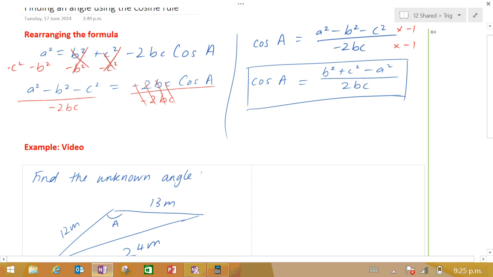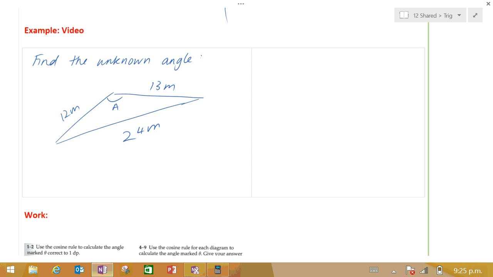Alright, so I'm going to look at applying that. Just all of this algebra stuff, don't worry too much about that because that's not going to be a big deal for your particular assessment, but it is worth knowing how we get these formulas sometimes. Okay, so let's look at this example.